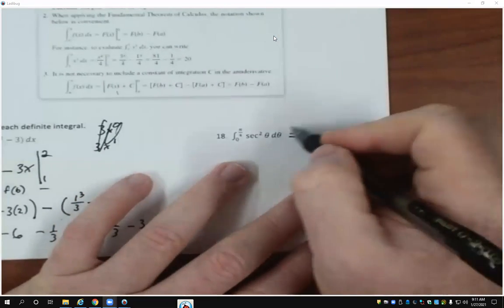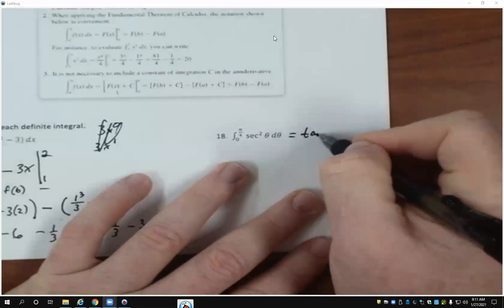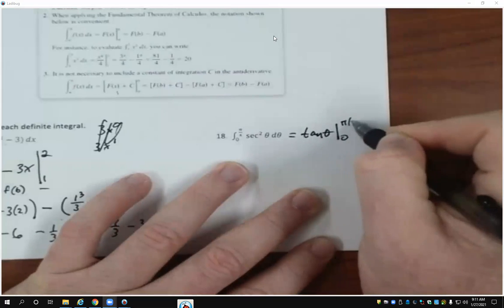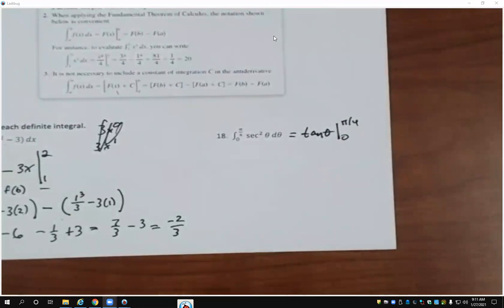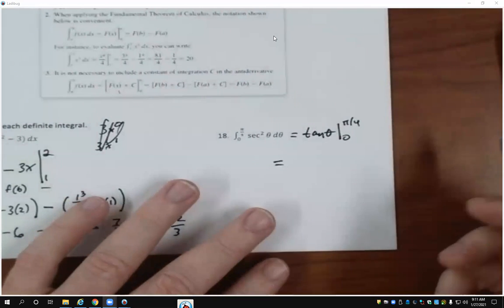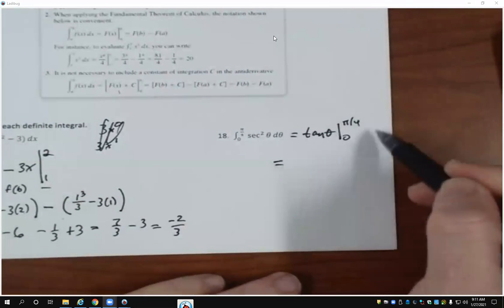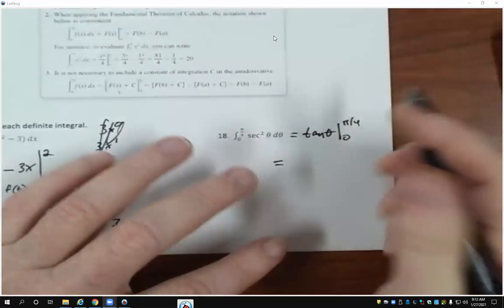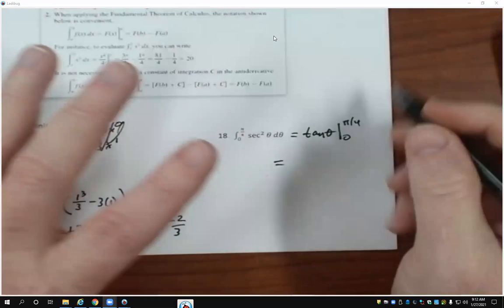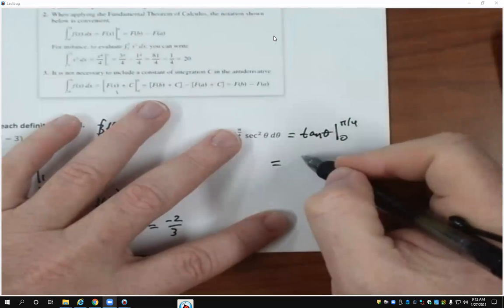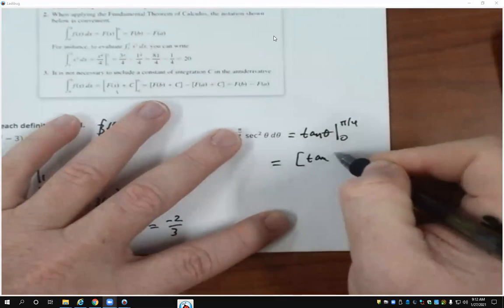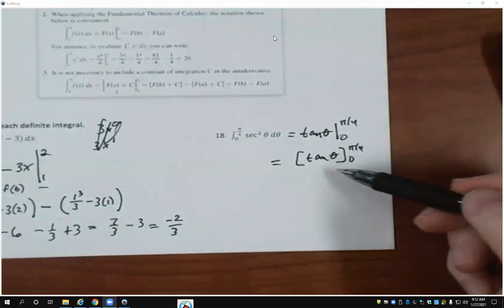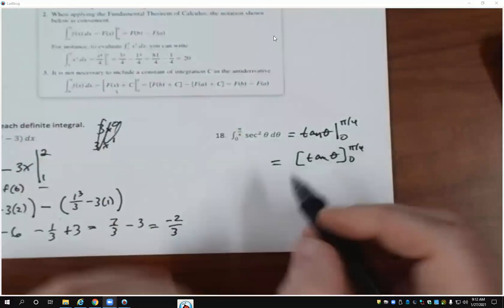So this one's real simple. It's just going to be take the antiderivative, tangent of theta, and we're going to evaluate that from 0 to pi over 4. There are other ways to write this. This is just the way I choose to do it. Some people write it like this. I'm not going on to the next step, I'm just writing this a different way. You may see it that way, but it just simply means f of b minus f of a.